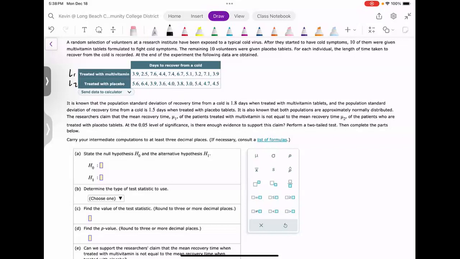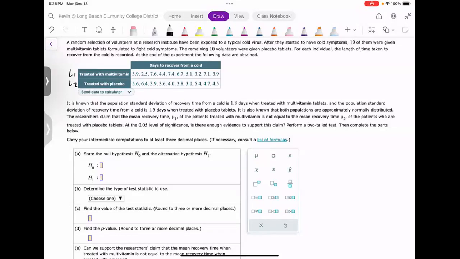Continuing on, it is known that the population standard deviation of recovery time for a cold is 1.8 days when treated with multivitamin tablets, and the population standard deviation of recovery time for a cold is 1.5 days when treated with placebo tablets. It is also known that both populations are approximately normally distributed. The researchers claim that the mean recovery time, mu1, of the patients treated with the multivitamin is not equal to.